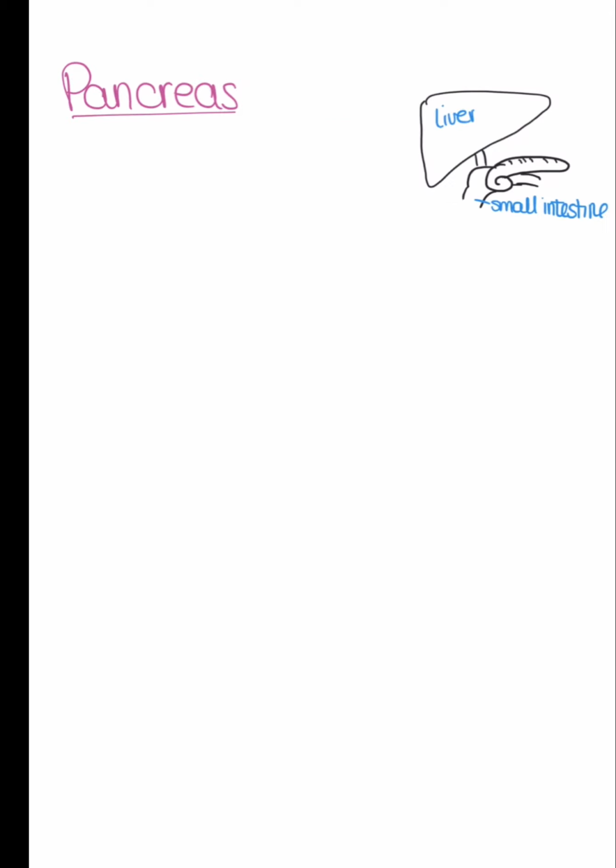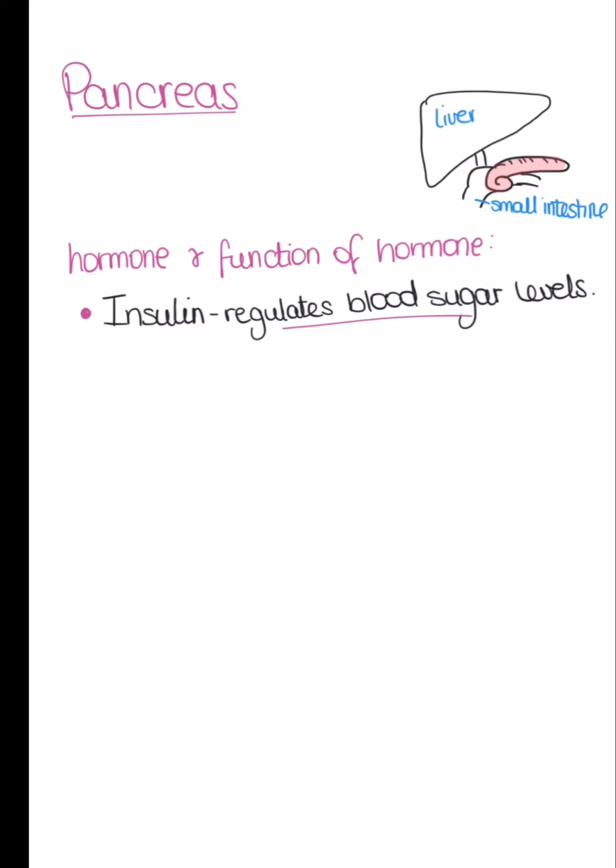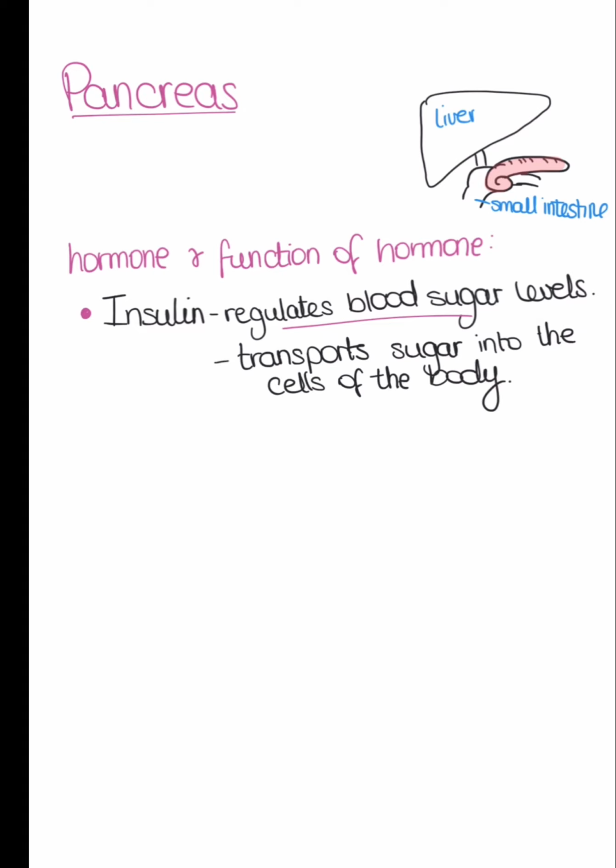The third endocrine gland that I will talk about is the pancreas. The pancreas is located above the small intestine. The main hormone involved in the pancreas is insulin. Insulin regulates blood sugar levels. After a meal, your blood sugar levels will naturally increase. This results in insulin being released from the pancreas and it will transport the sugar into the body cells to give energy for the cells.